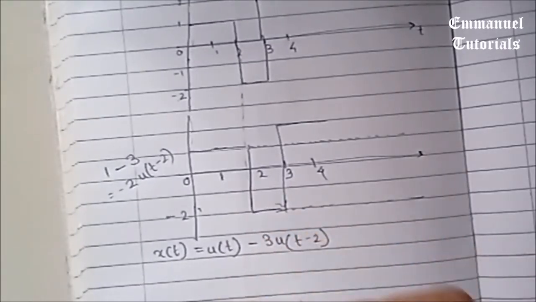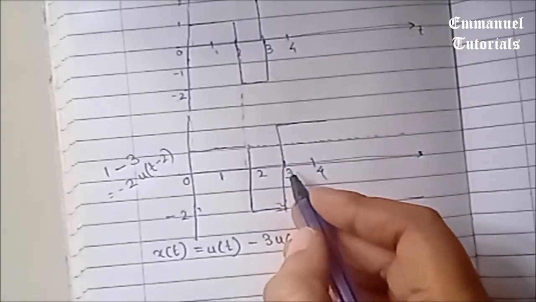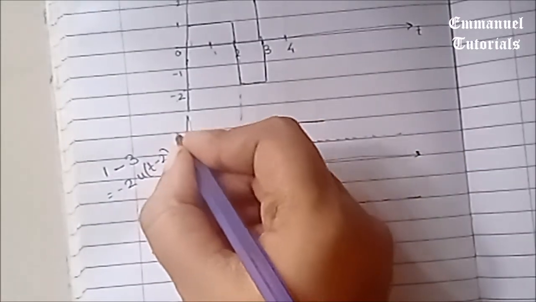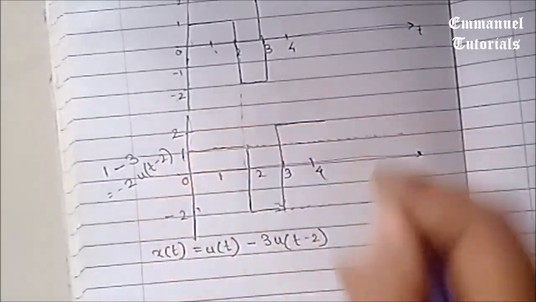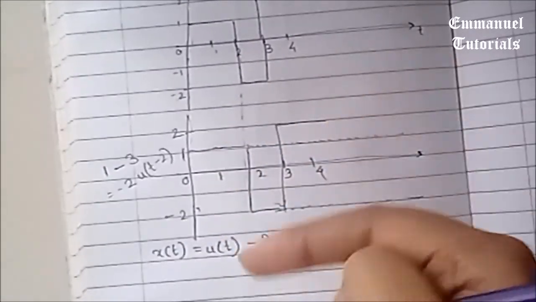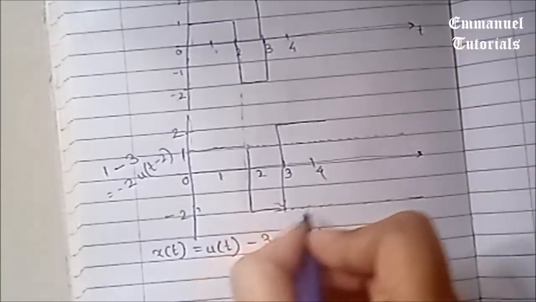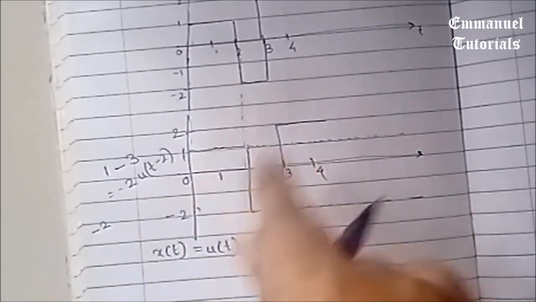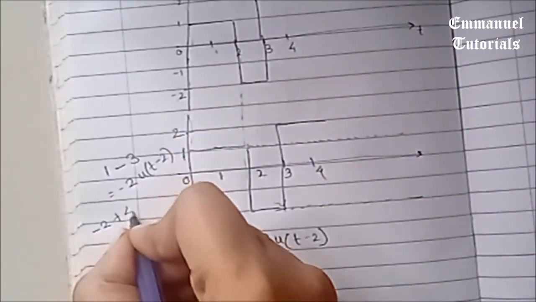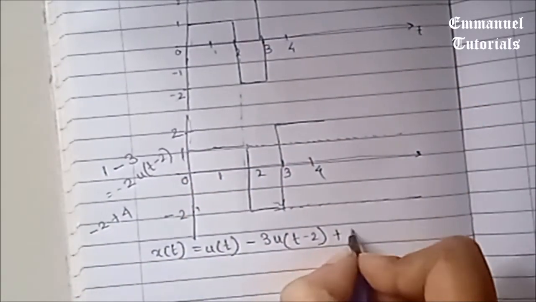Now the third portion. At the third portion, again you see there is a rise in the amplitude of the signal. Now the amplitude is 2. To make it 2, what we'll have to do is add a unit step signal with greater amplitude. Now what will be that value? Now we have minus 2. Minus 2 plus what will make it plus 2? Minus 2 plus 4 will make it plus 2, right? So it will be plus 4.